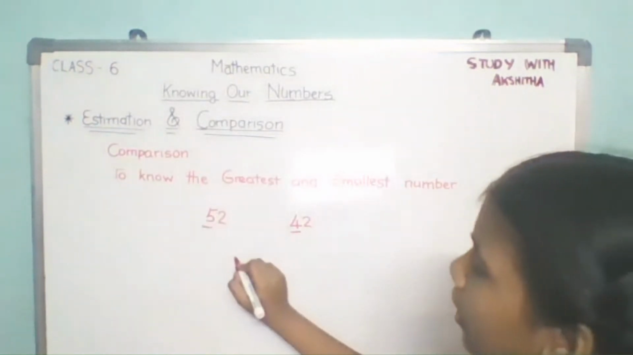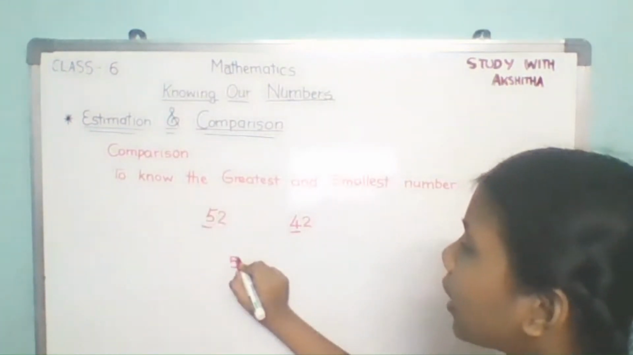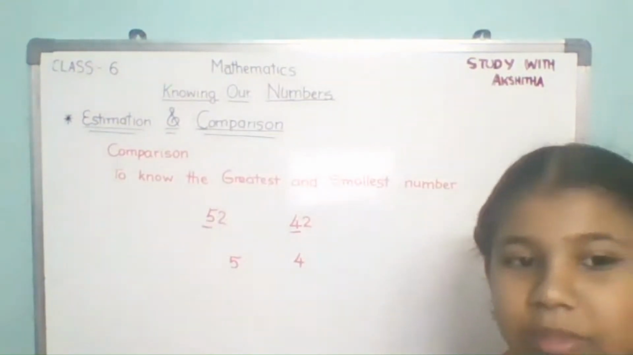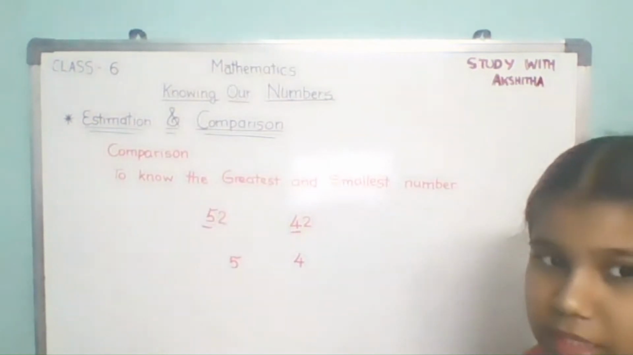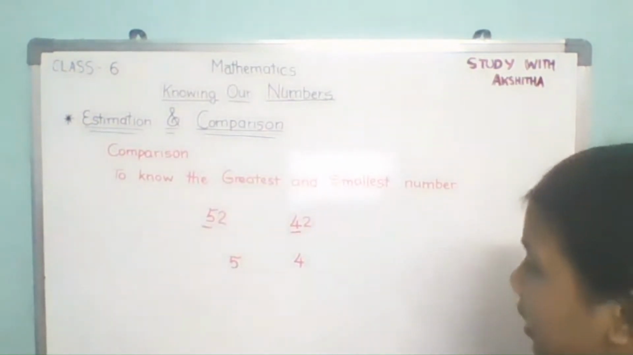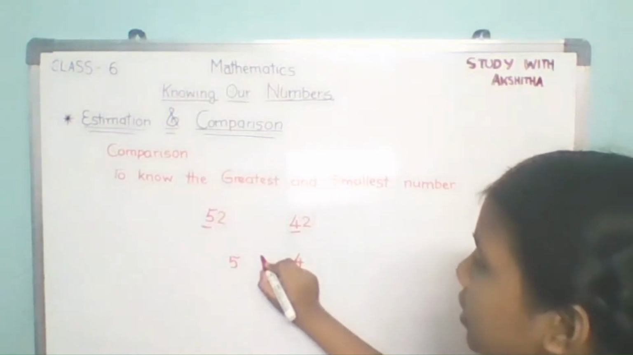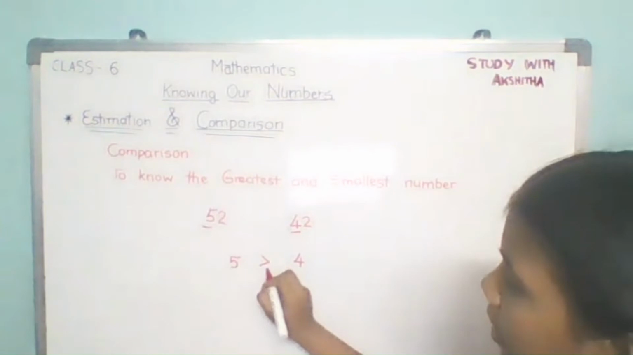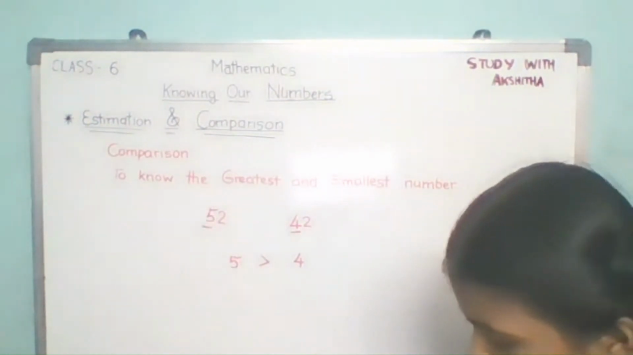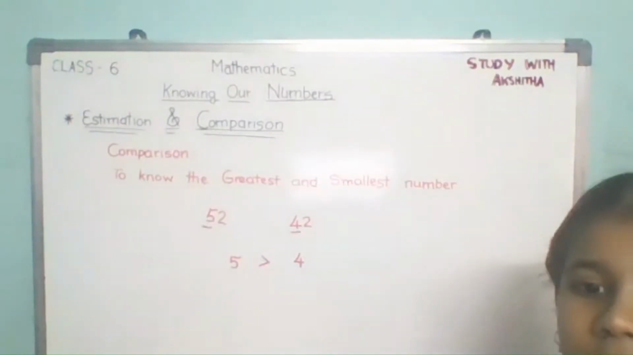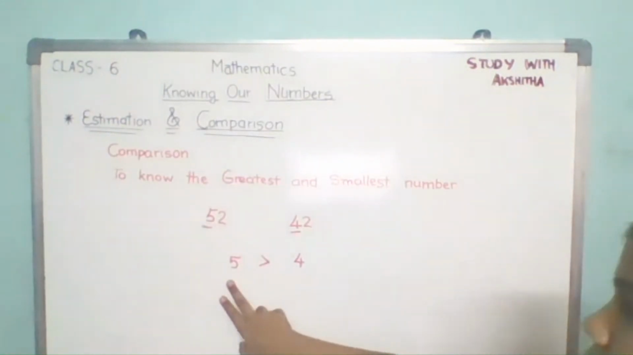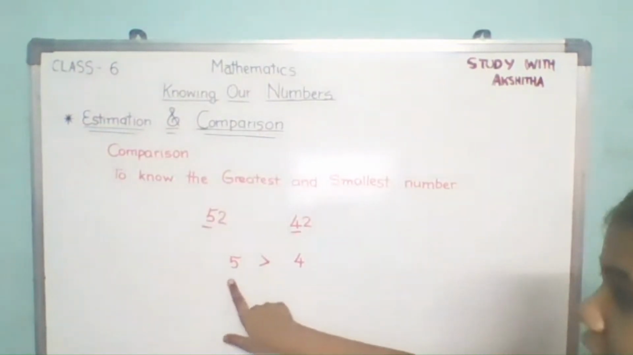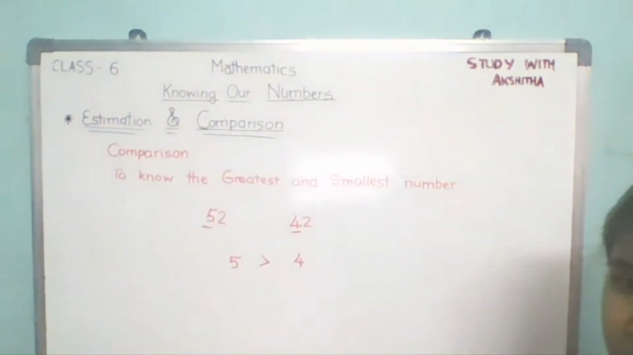Here it is 5 and here it is 4. As these are smaller numbers, we can easily figure out which is the smallest and greatest number. Yes, 5 is the greatest number. 5 is greater than 4. We use this symbol, greater than, to represent the greatest number. So 5, this is the greater than symbol, 4. 5 is greater than 4.